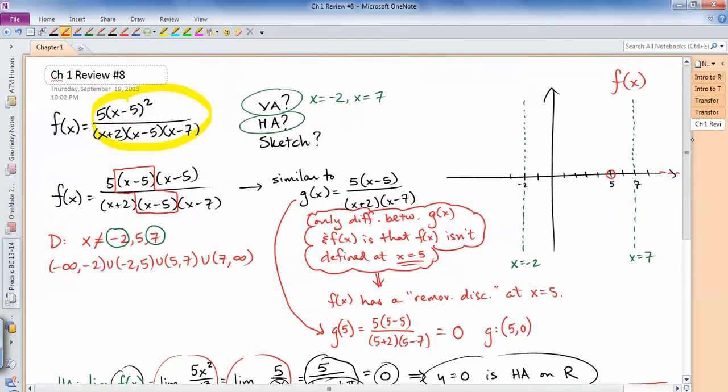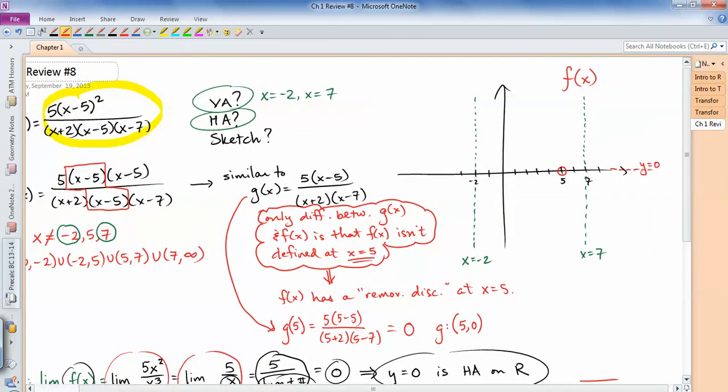So not only is y equals 0 an asymptote on my right side, but y equals 0 is also an asymptote on the left side. So this is on the right. Okay, so now I have my horizontal and my vertical asymptotes. I still don't quite have the graph.